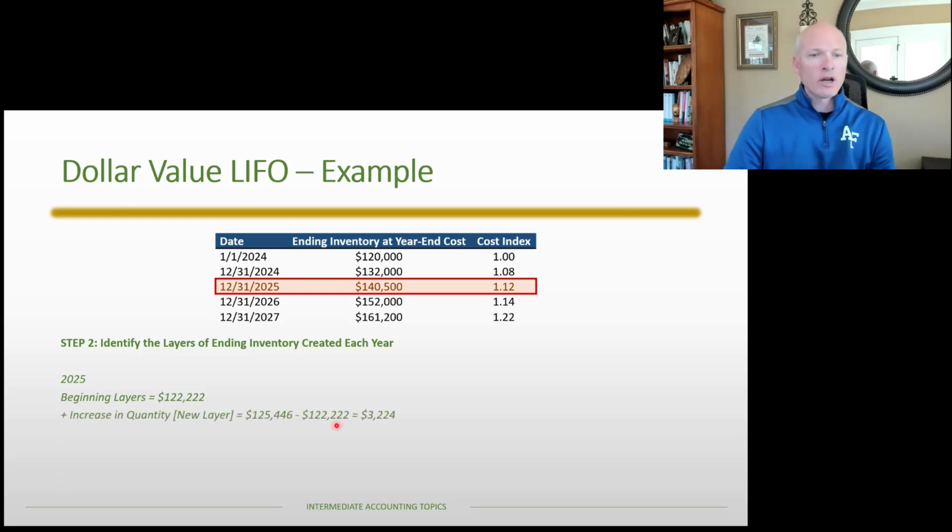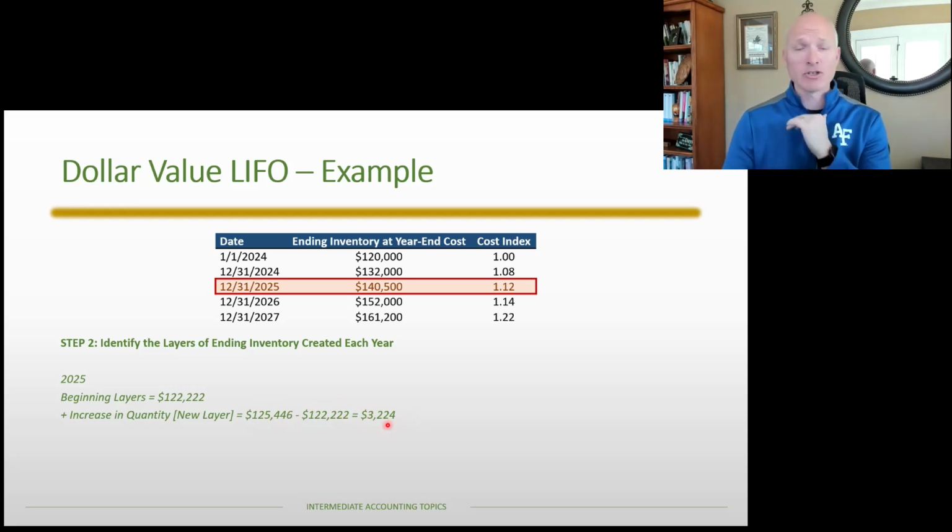So the increase in quantity, again, we find that base year amount, the newly calculated 2025 value in base year dollars of 125,446. We subtract the pre-existing layers, and that tells us that the new increase in quantity is $3,224. Again, that is in base year cost. This is the number that we really want, this increase in quantity. That is what we want from step two.